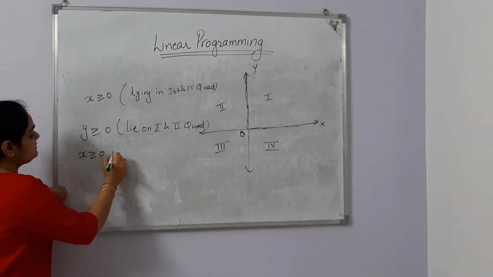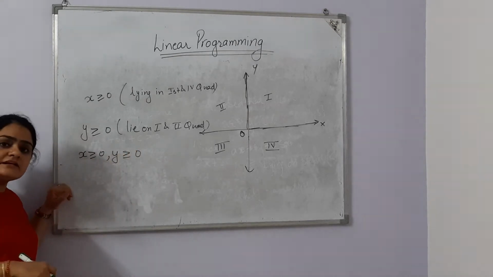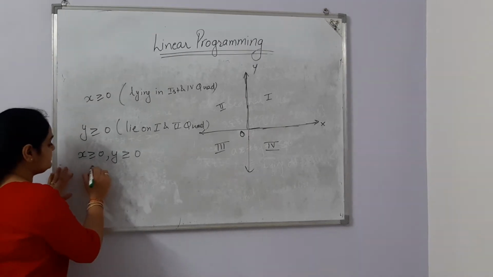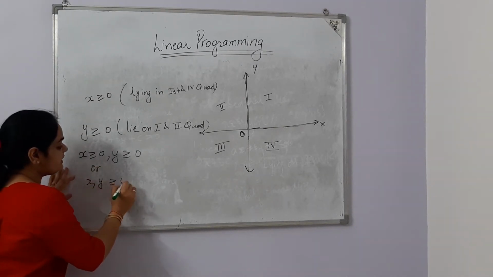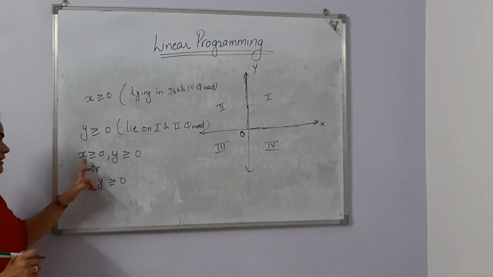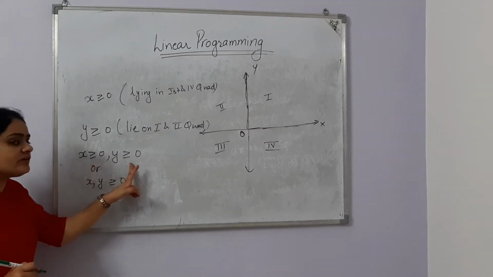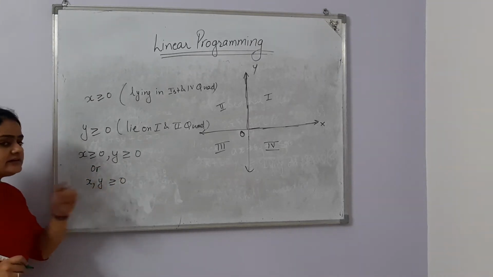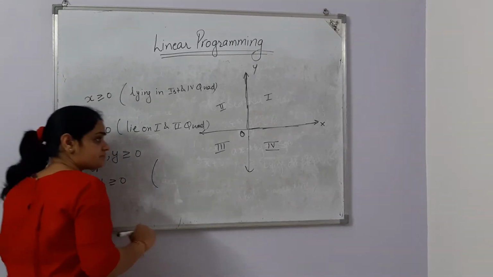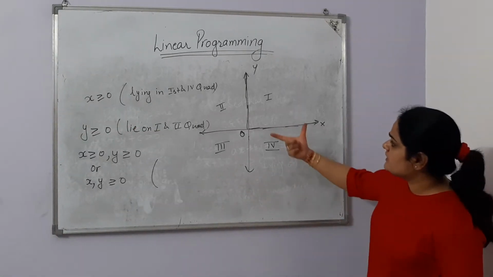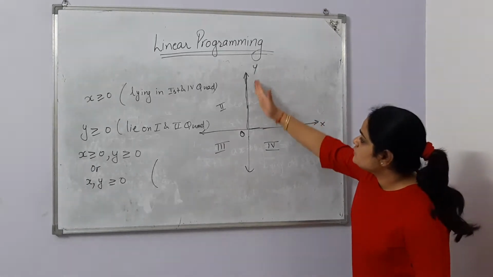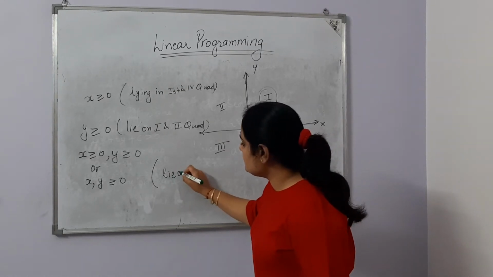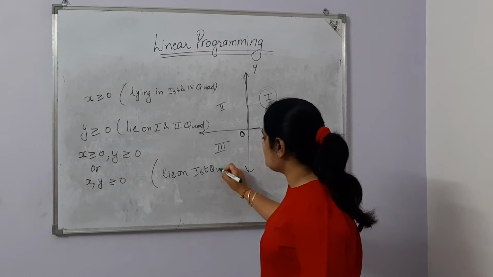And if we get x greater than or equal to 0, y greater than or equal to 0, or we can write x comma y both greater than or equal to 0, both are the same thing. We can write them separately, or in combined form. It is saying x is positive, y is positive, so it forms the first quadrant only. The graph will lie on the first quadrant only.